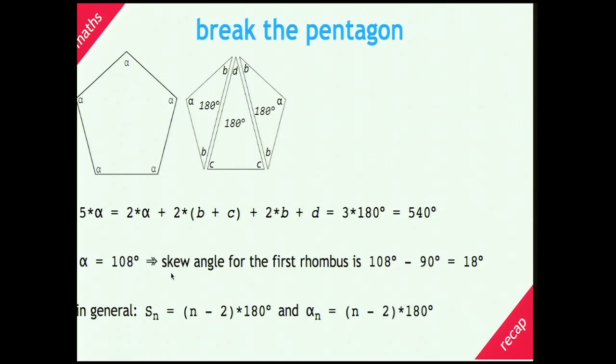So this is going to give us the skew angle for the first rhombus. And we get the skew angle for the first rhombus by subtracting 90 degrees from the value of the angle for the pentagon. And these are the general formulas, and you can find them on the internet. You don't need to remember them.